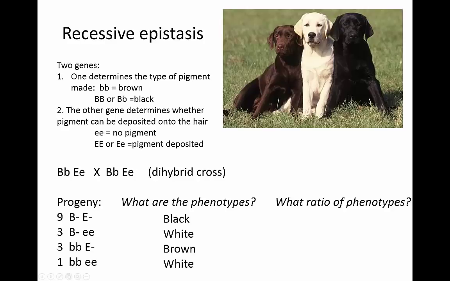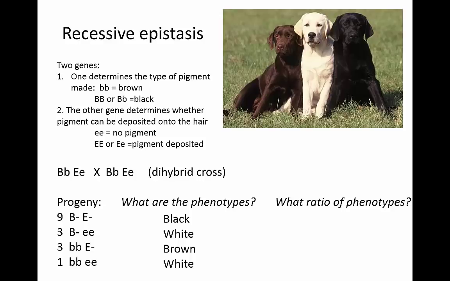Okay, so hopefully you got these answers. As long as you have little e, you cannot make the pigment. So both of these classes that have little e are going to be white coat color. If you have big B and big E, you're going to be black, and if you have little b with big E, you'd be brown.